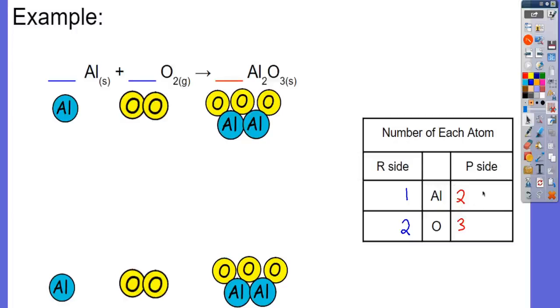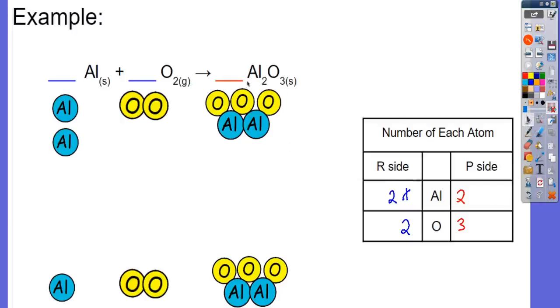I have 2 aluminums and 1 aluminum. So I'm going to add more aluminum atoms. Now notice I can add exactly how many I want here because aluminum is an atom by itself. So I had 1 aluminum. Now I have 2. So my aluminum is nice and balanced. So now it's time to balance my oxygens.